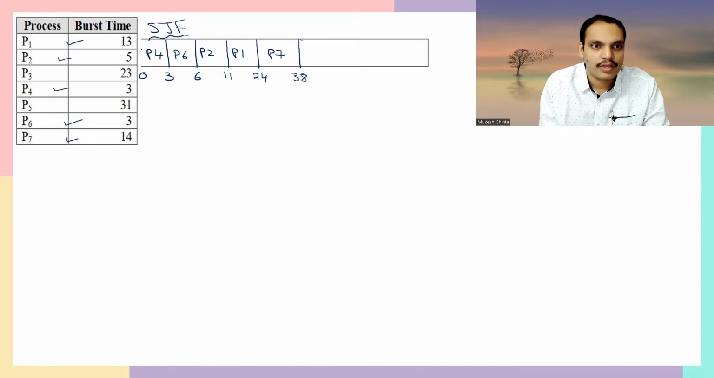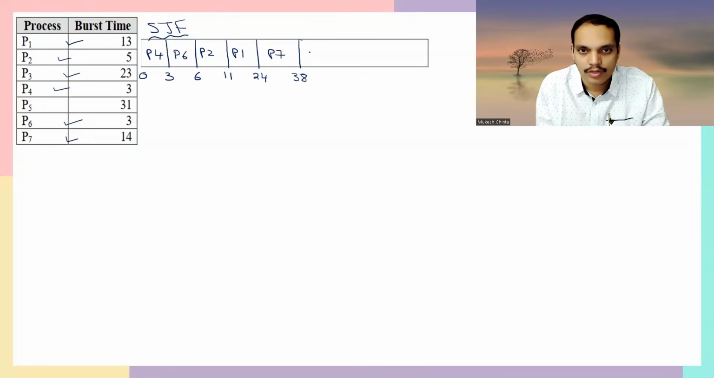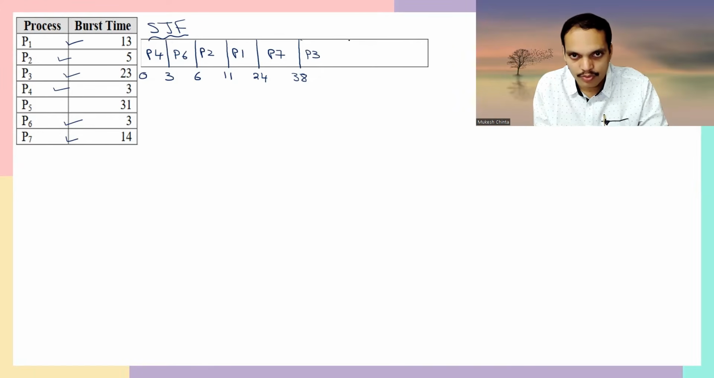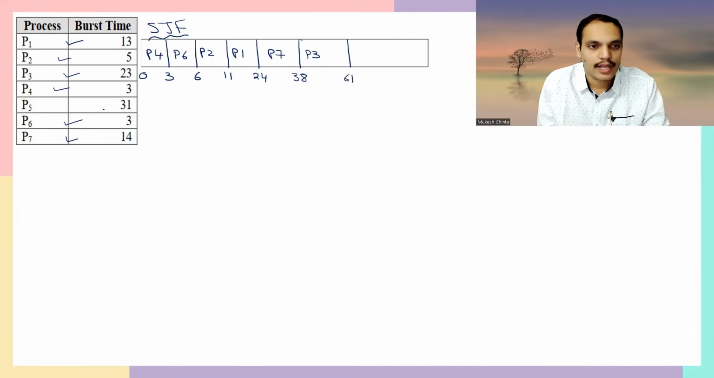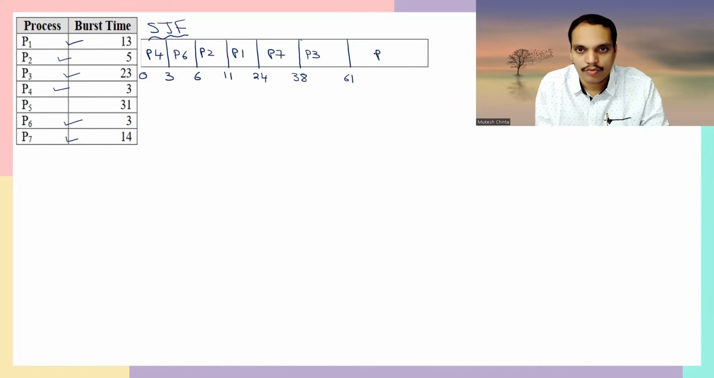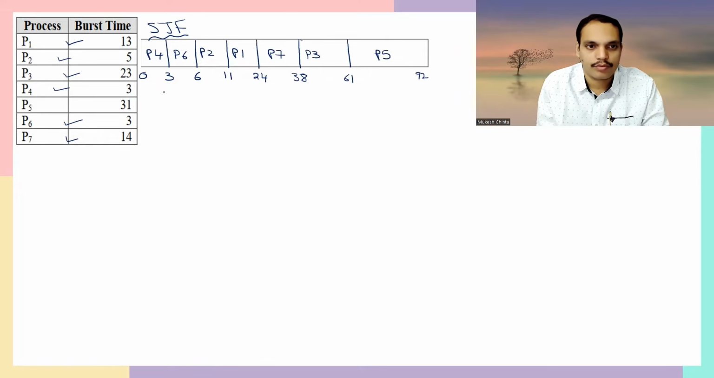After this, if you see, there are two left, P3 and P5. The least one is P3, which is 23. So I write down P3, which gives me 38 plus 23, which is 61. And the last one is P5, which is 31. 61 plus 31 gives me 92. So this is how you do the Gantt chart.